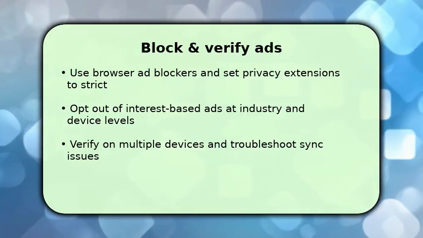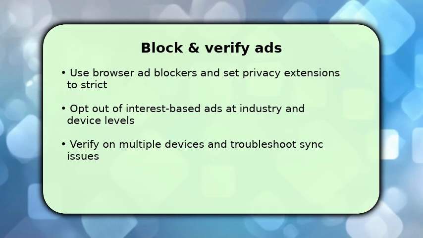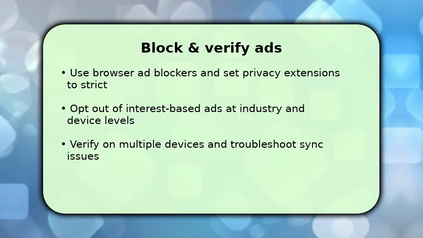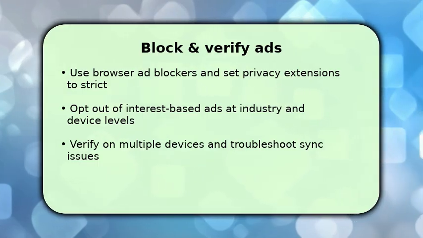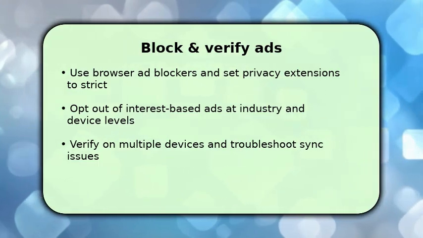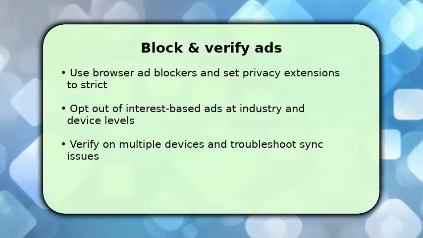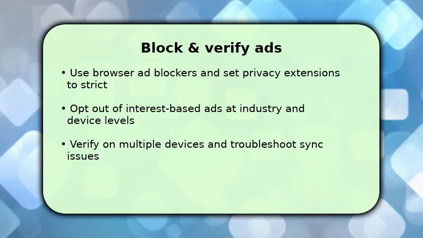Install a reputable ad blocker and set privacy extensions to strict mode. This stops most served ads. Then opt out of interest-based ads via industry opt-out tools and adjust device-level ad settings to limit ad tracking. Once done, check multiple devices and browsers to confirm ads decreased.